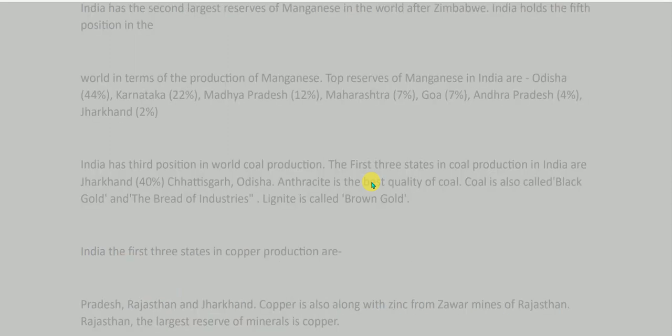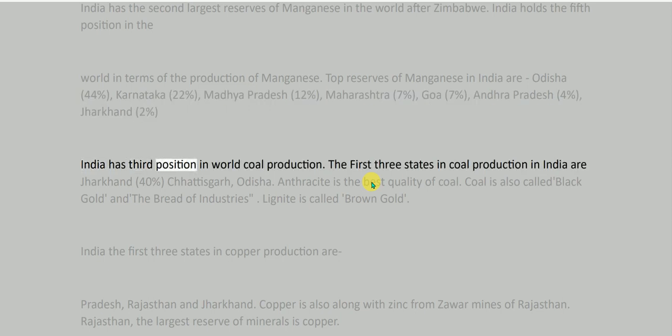India has the 2nd largest reserves of manganese in the world after Zimbabwe. India holds the 5th position in the world in terms of the production of manganese. Top reserves of manganese in India are Odisha, 44%, Karnataka, 22%, Madhya Pradesh, 12%, Maharashtra, 7%, Goa, 7%, Andhra Pradesh, 4%, Jharkhand, 2%.